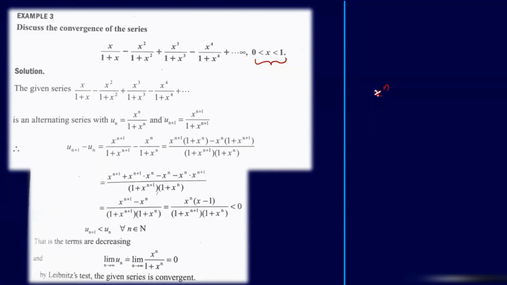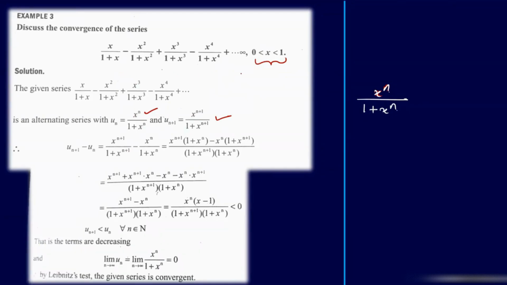So when it is x to the power of n, in the denominator also we have the same term, and we are additionally adding a 1 in the denominator. So it's clear that when you ignore the signs, un is x to the power of n divided by 1 plus x to the power of n. Next we need to take un plus 1. When it is un plus 1, we need to replace n by n plus 1. That's how we got x to the power of n plus 1 divided by 1 plus x to the power of n plus 1. So now these two are un as well as un plus 1.